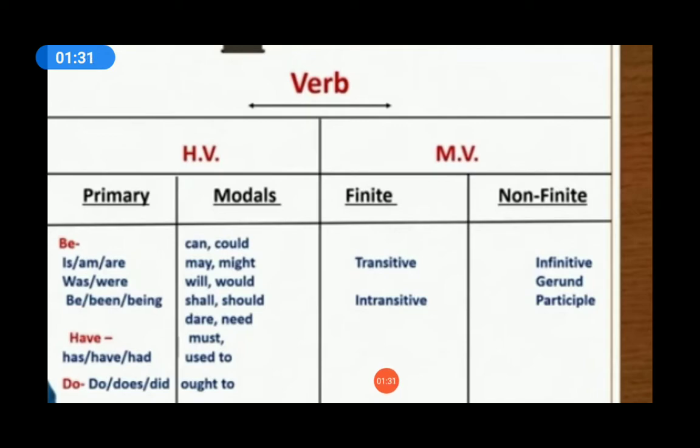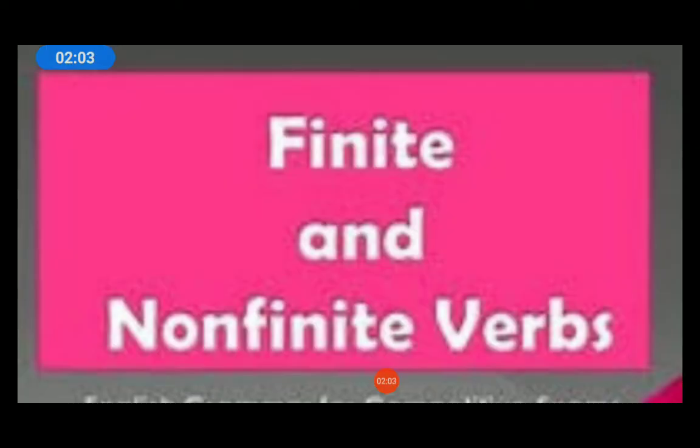Then comes the second type of verbs, that is main verbs. They are finite and non-finite verbs. Finite verbs are further divided into transitive and intransitive verbs, which you are already aware of. You have learnt about them in your previous classes. And non-finite verbs are divided into three main types, and they are infinitives, gerunds, and participles. But our main focus today is on finite and non-finite verbs, so let's discuss them one by one.